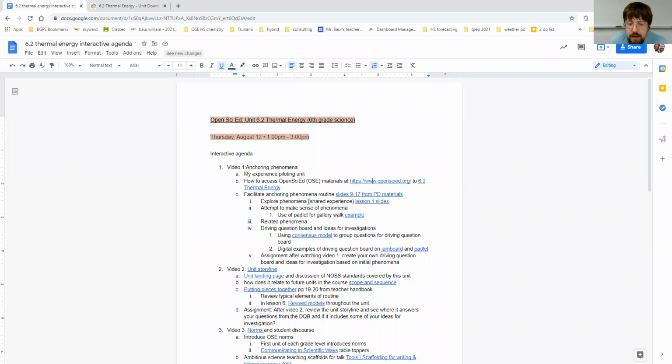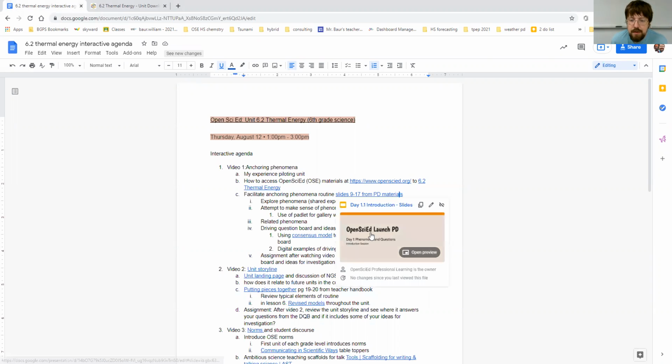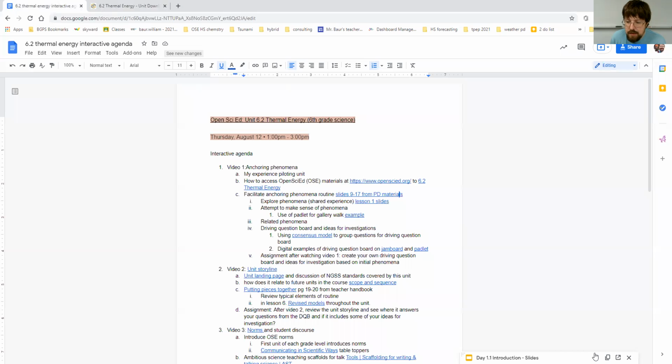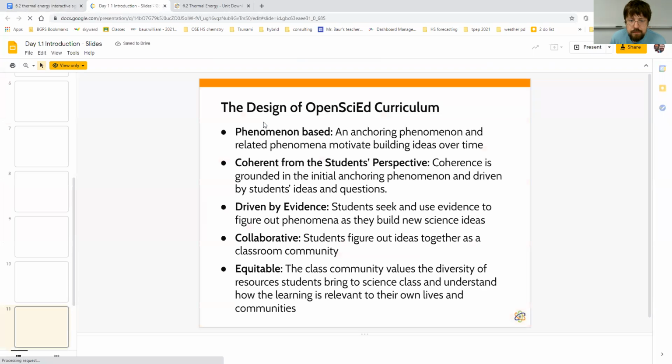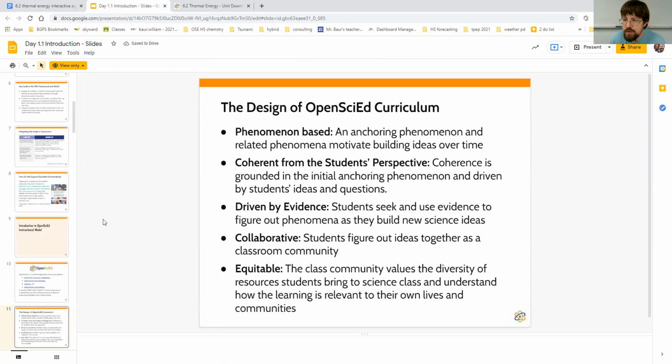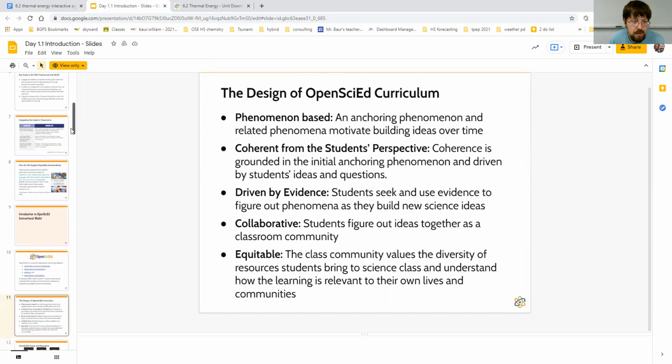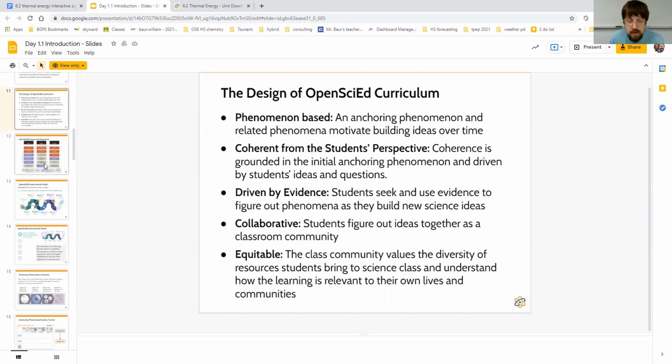Before we go into the anchoring phenomena, I want to use some of the PD materials from OpenSciEd to talk about this anchoring phenomena storyline approach to these units. The main thing I'll focus on here is how the OpenSciEd curriculum is phenomena based, and this unit will focus on the anchoring phenomena of the cold cup.